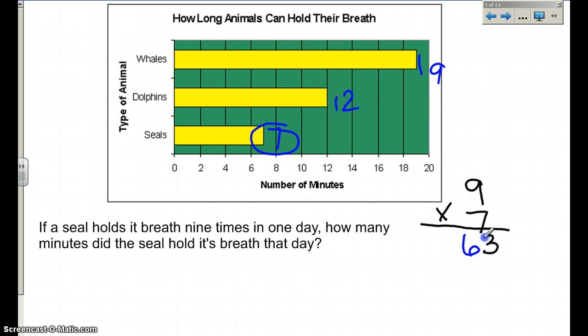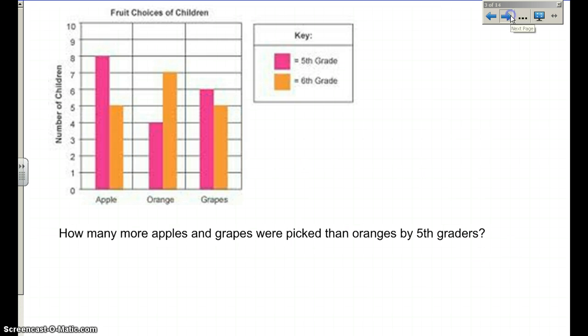All right, let's move on to our next bar graph. Okay, let's look at our title. This is Fruit Choice of Children. And of course, I've got to label all of my bars. Okay, that one is 8. Apples is 5. Now, you notice there are 2 different colors. There's pink and orange. Well, pink and orange represent 2 different grade levels, 5th grade and 6th grade. So I'm going to continue labeling.